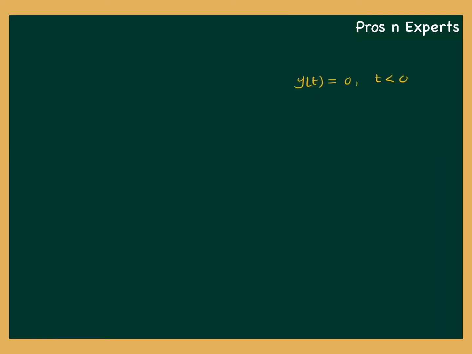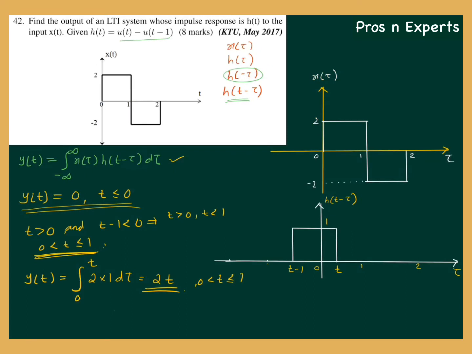y of t equal to 2t for 0 less than t less than or equal to 1. Okay, what could be the next step? We are again incrementing t so that the signal is moving further to the right side. Now what is the next conspicuous change in the product? What or when will that product change?